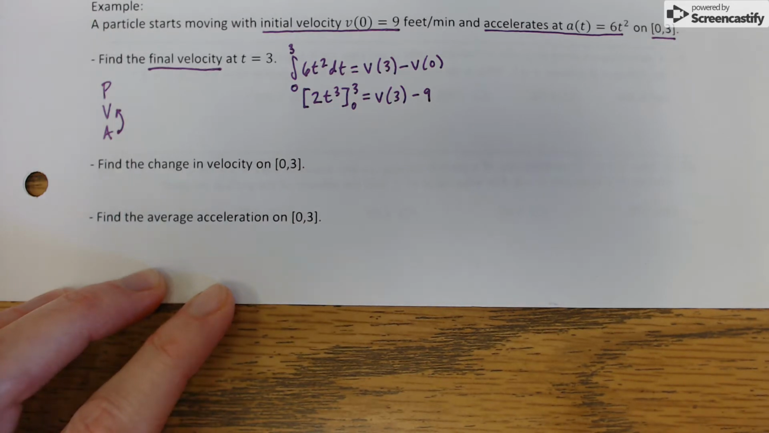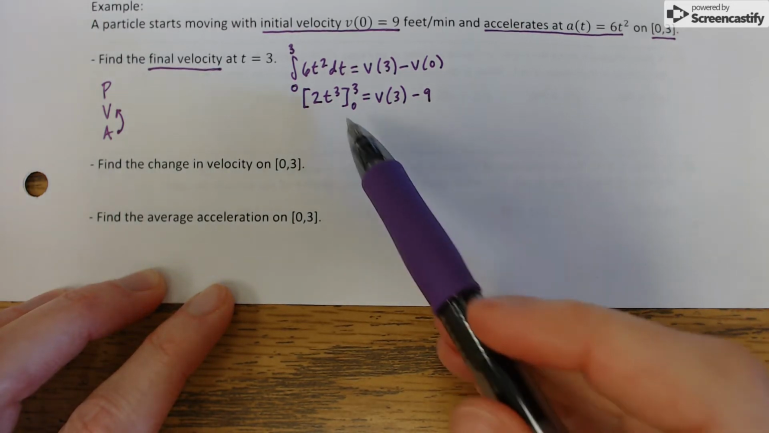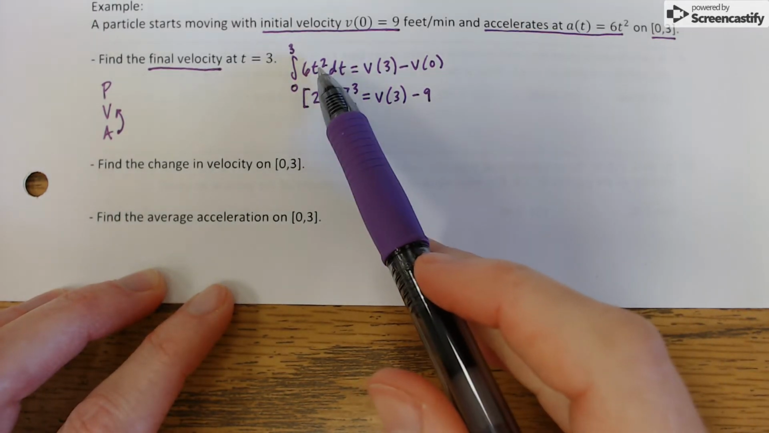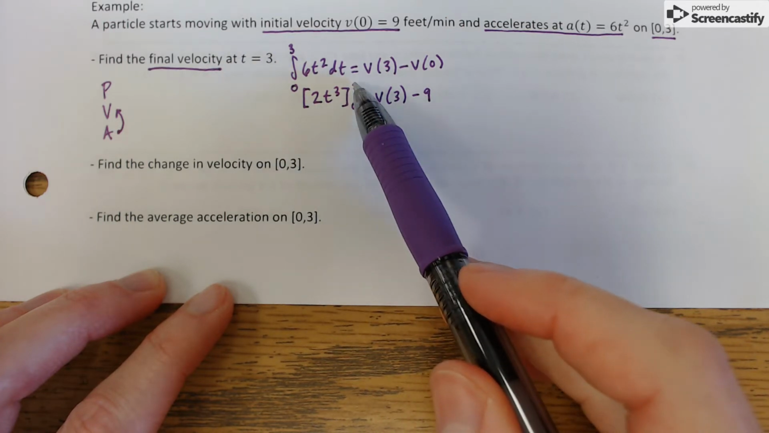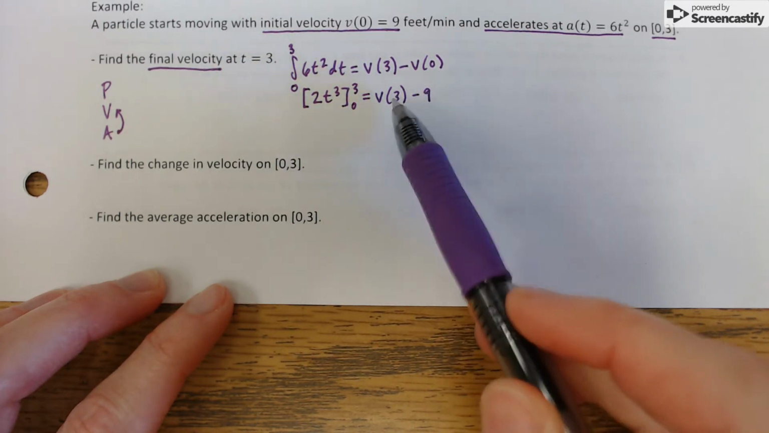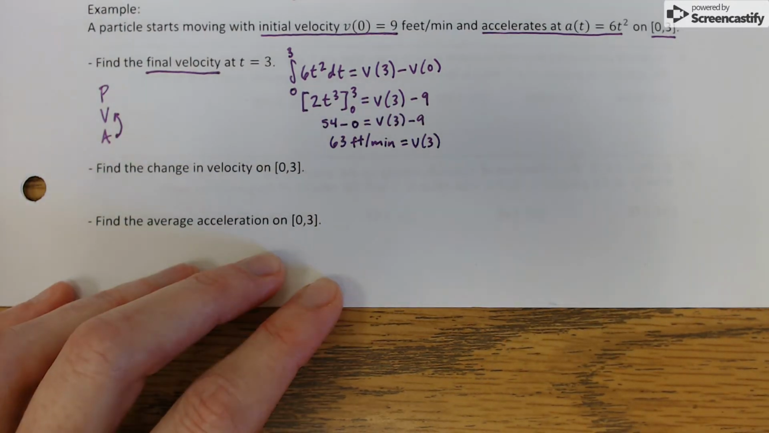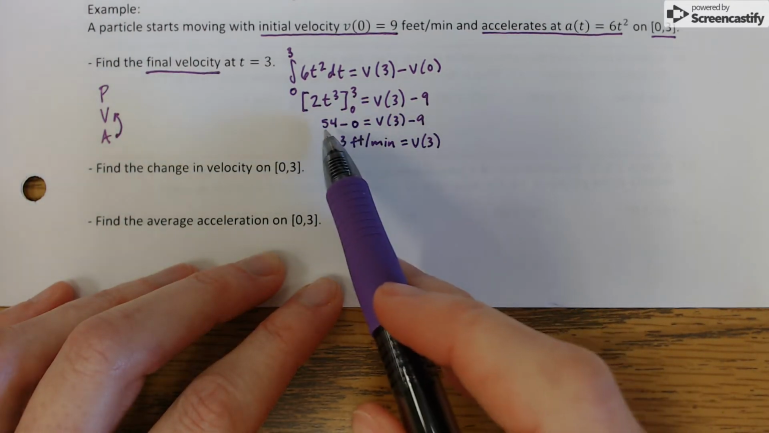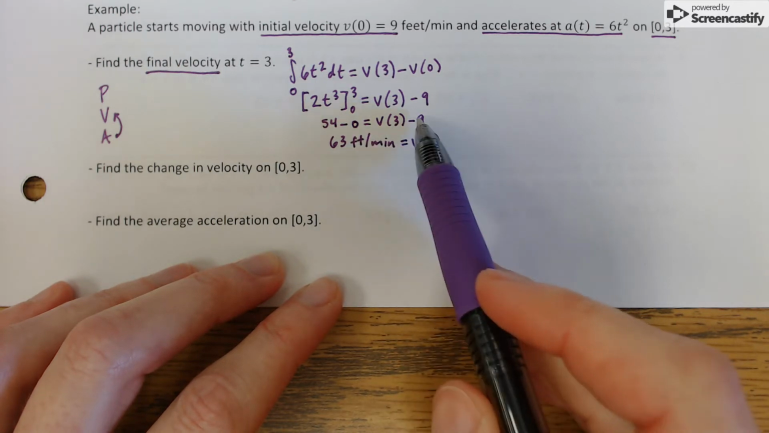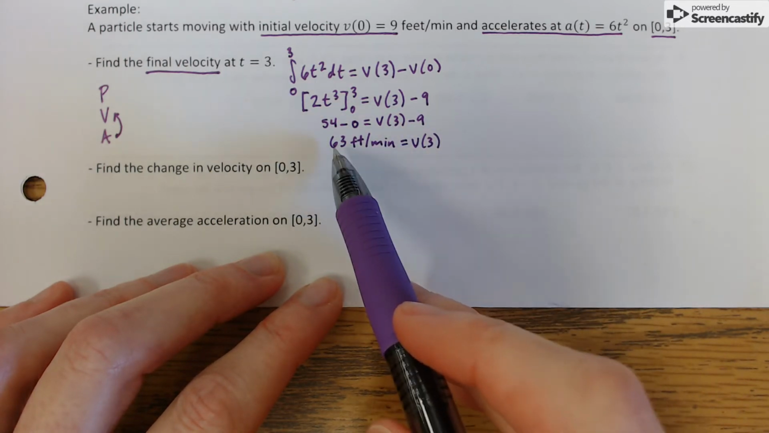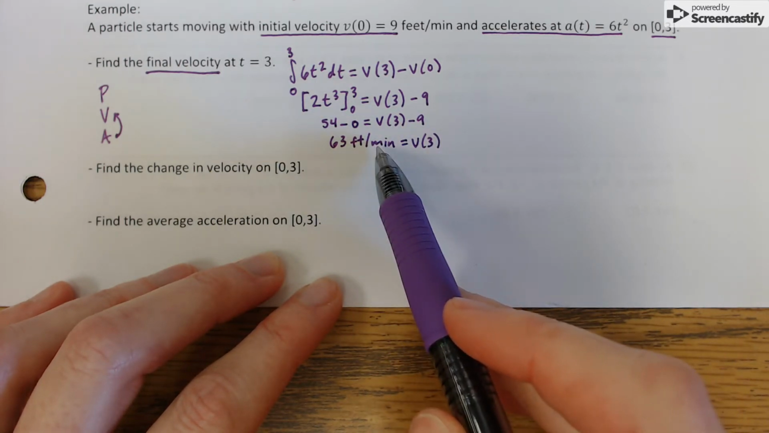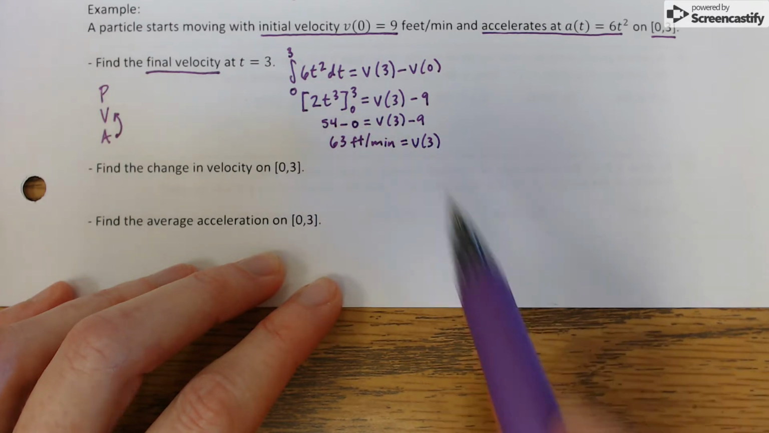And since we're using a function instead of a graph this time, we'll have to find the antiderivative of 6t squared, which is 2t cubed. We'll evaluate that from 0 to 3, and I went ahead and also plugged in my v of 0, which is 9. When I plugged 3 into the antiderivative, it gave me 54, 0 gave me 0, added the 9 over, and so 63 feet per minute would be our final velocity at 3.